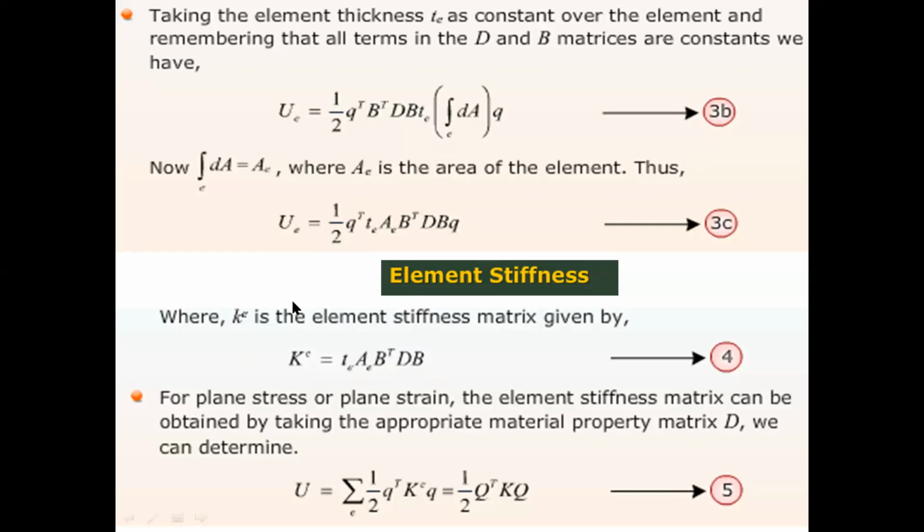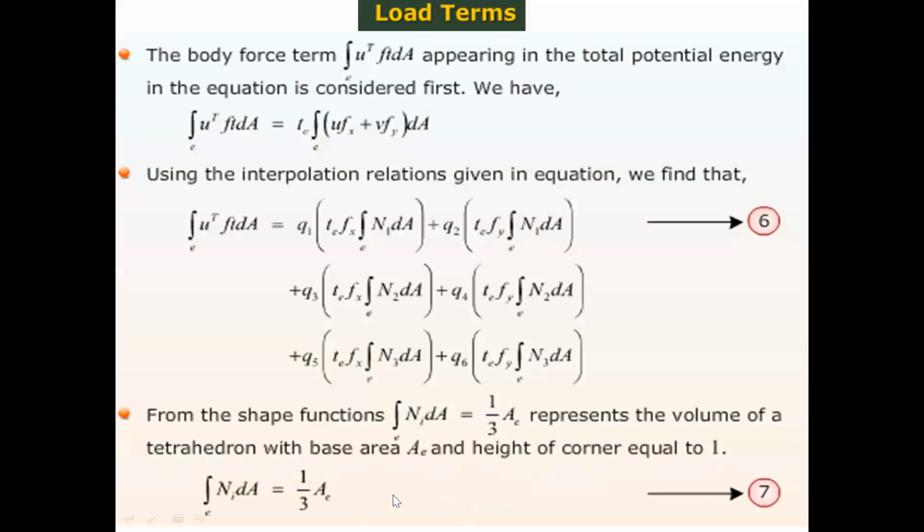B transpose D B, which is your element stiffness. And similarly, if you write the same in a stiffness into displacement form, your global displacements, here these are local displacements. When you sum up, you will get the global displacements. So half of Q transpose K into Q. Q is the global vector, small q is the nodal vector.